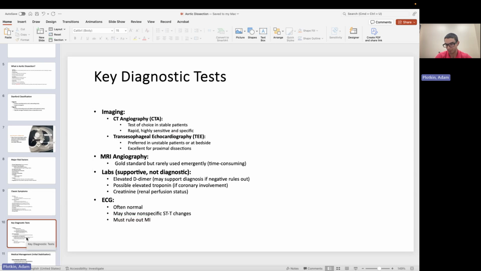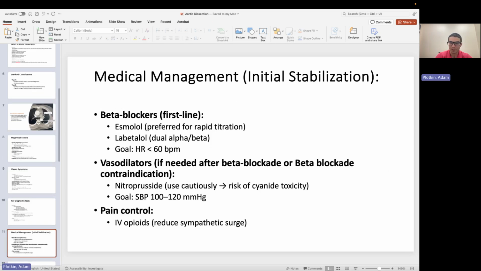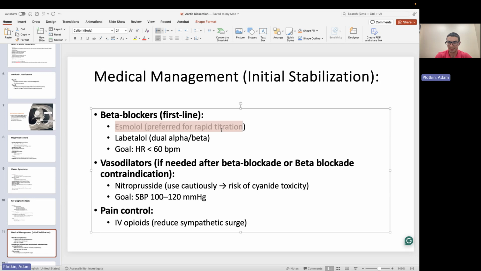I'll do a whole lecture on chest pain later. Medical management, super important, right? So the initial stabilization: beta blockers, beta blockers, beta blockers. Every patient with new aortic dissection gets a beta blocker, even if we're going to surgery, right? It's always first line. Esmolol is great. It is the preferred option for rapid titration.